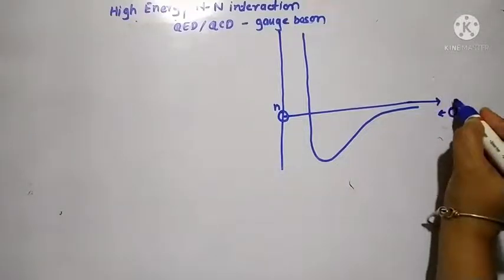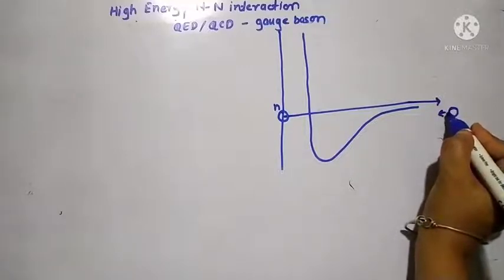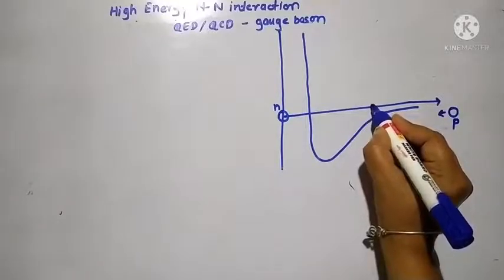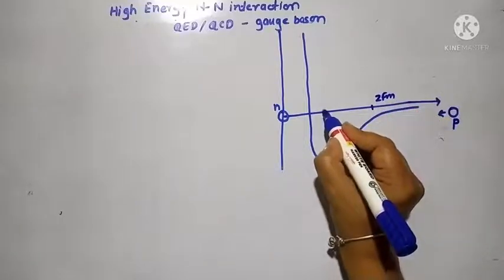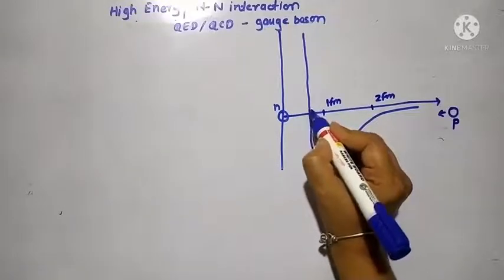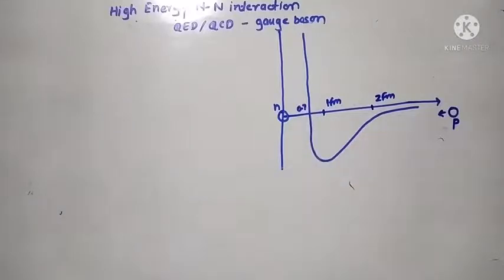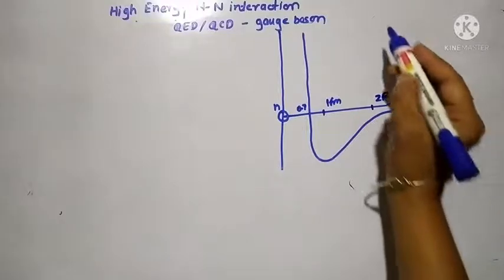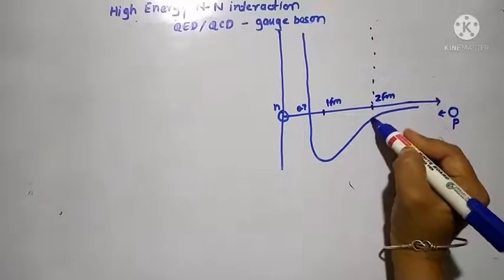If I am applying some energy to this proton, it will have some velocity and it will near this neutron. Suppose here it is somewhere 2 femtometers, here it will be somewhere 1 femtometer, and here it will be somewhere 0.7 or 0.5 femtometers. We can make this into 3 regions.